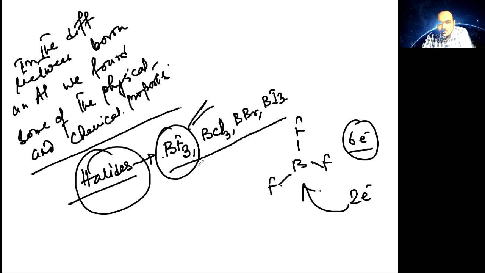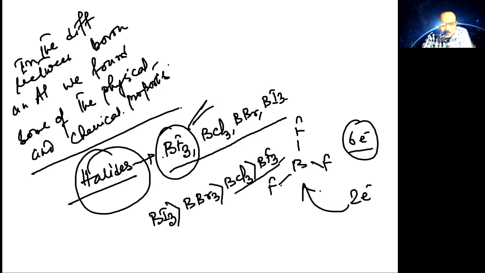All of them are Lewis acids, but the Lewis acidic character is like this: BI3 is greater than BBr3 is greater than BCl3 is greater than BF3. So this is the Lewis acidic strength of these halides. We'll see why this happens. Actually, this is most important.